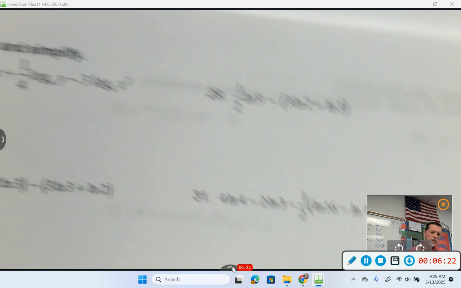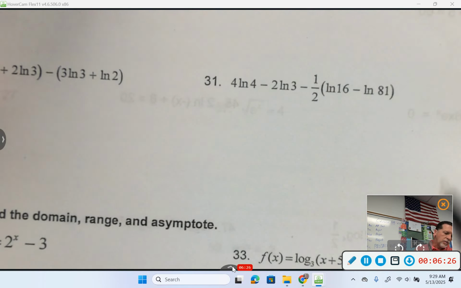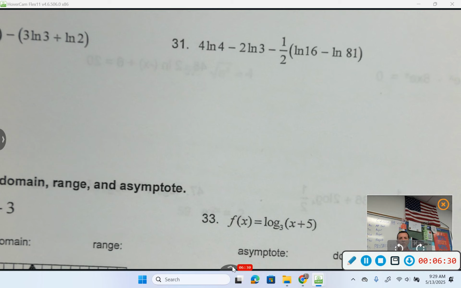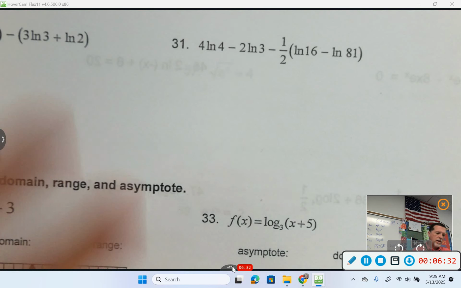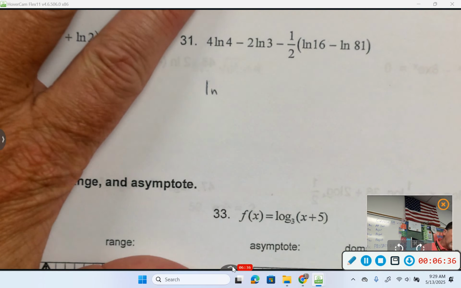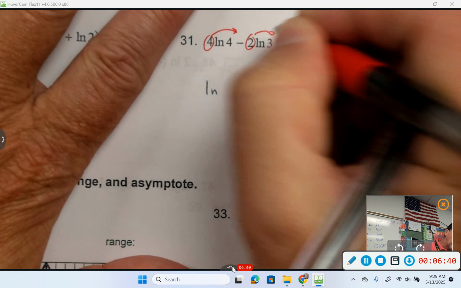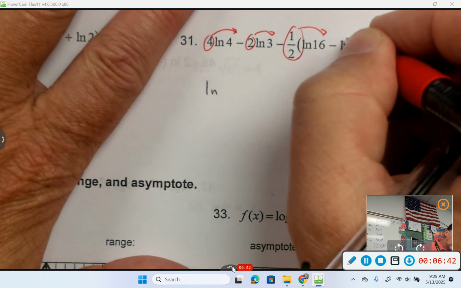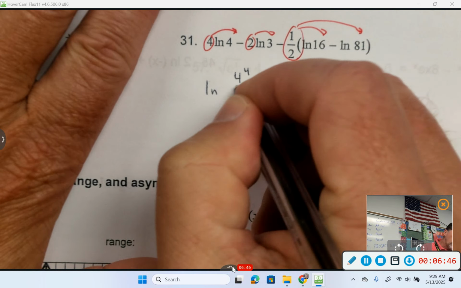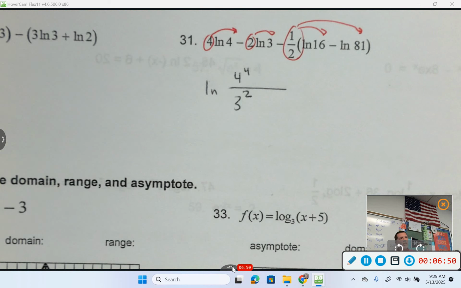Let's see, 31. 31 is a condensed problem. Oh, this is one of those, like, how many steps do you want to show? I'm feeling confident. All of those coefficients are going to go up as exponents, so that's an easy. So 4 to the 4th, 3 squared in the bottom because it was subtracted.